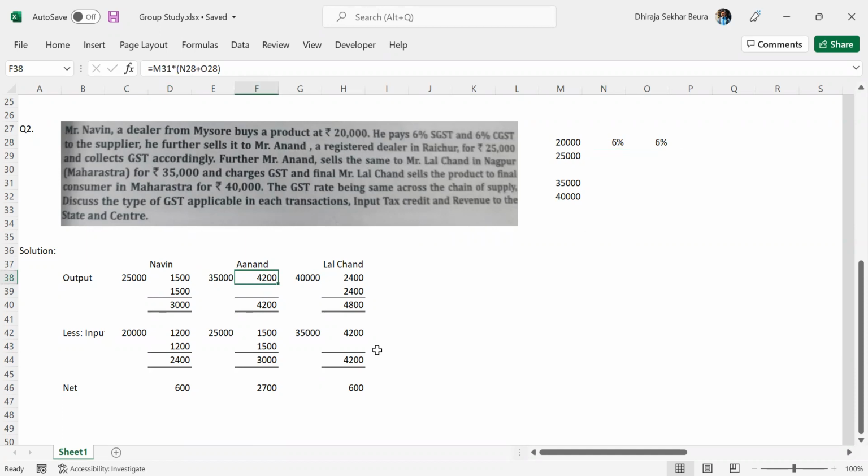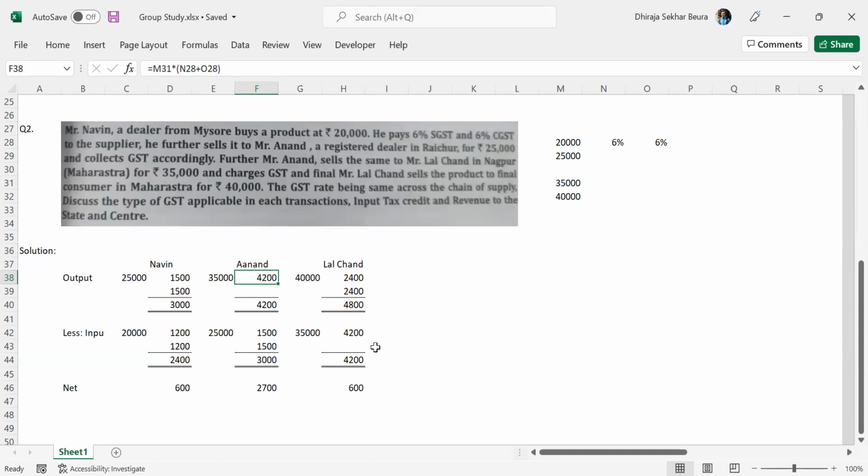Now, what is the input GST for Mr. Anand? Can somebody tell? Mr. Anand's input will be on 25,000. 25,000 is the receiver there. You can see that Anand belongs to Raichur, and he is getting it at 25,000 from Mr. Naveen. So input GST will be 25,000 multiplied by 6%.